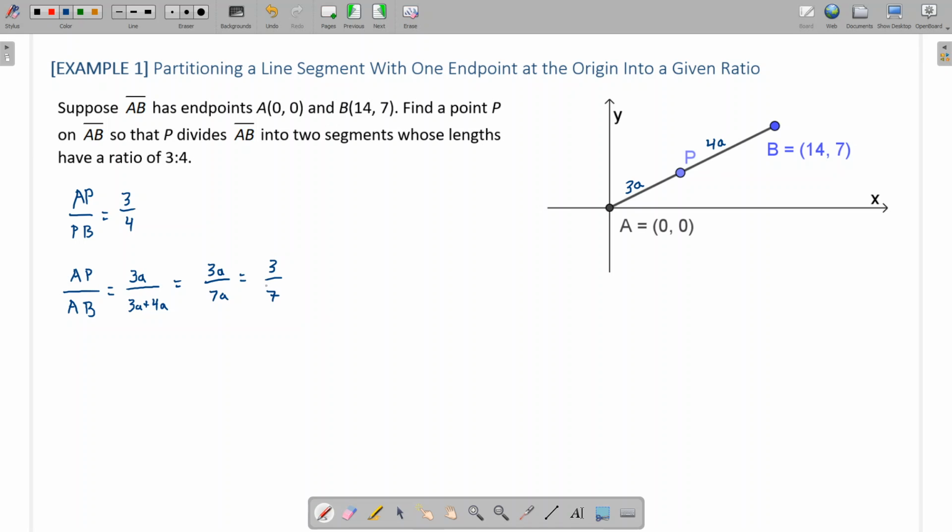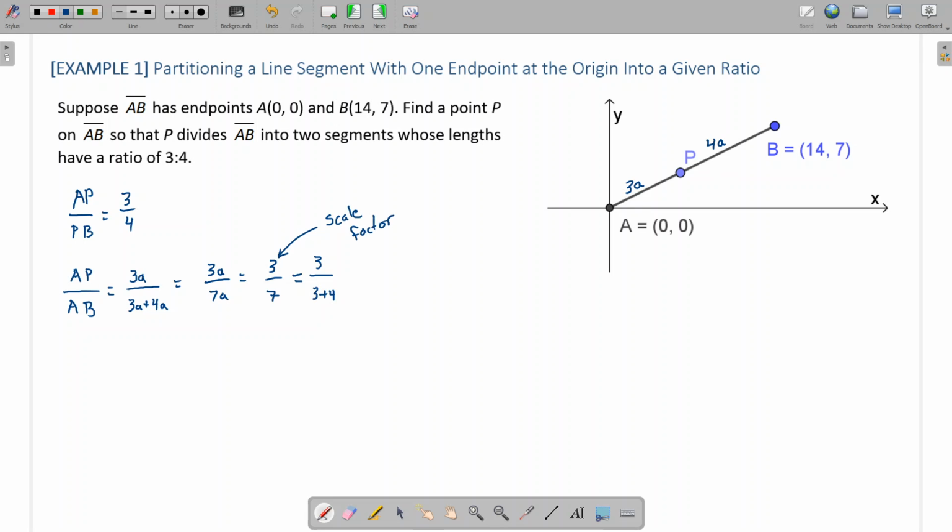Now, this is something we're going to be doing in general, so we really didn't need the A at all. This ratio came from just doing 3 over 3 plus 4, and that's how it's going to work in general. Whatever the ratio is, the one we're going to use is the numerator divided by the sum of the two. The way you want to think of this number is that it's acting as a scale factor.